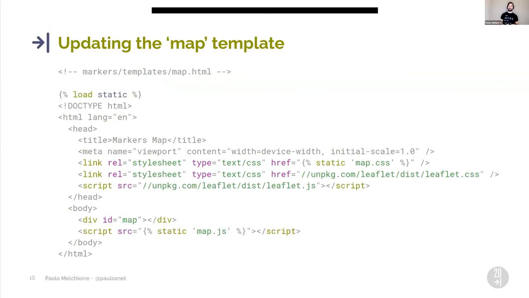To use Leaflet, we need to link its JavaScript and CSS modules in our template. We need also a div tag with map as ID. In addition, using the Django static template tag, we'll also link our custom JavaScript and CSS files, which we'll now create.